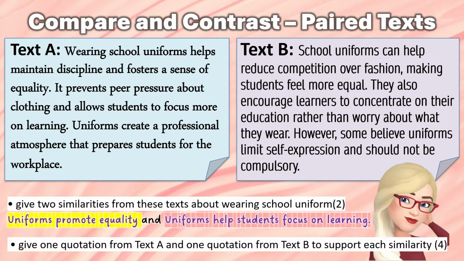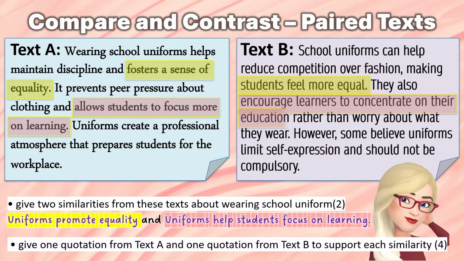So my quotations are from text A, fosters a sense of equality, and text B, students feel more equal. That would suit my first similarity, which is uniforms promote equality. Okay, for uniforms help students focus on learning, from text A I have chosen allow students to focus more on learning, and from text B, encourage learners to concentrate on their education. How did you do? Did you get the full 6 marks?